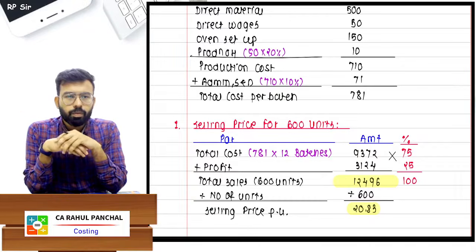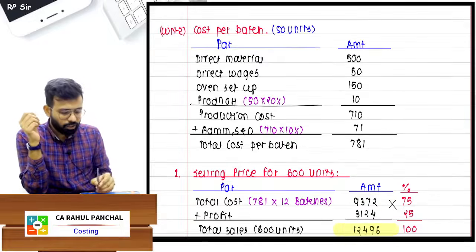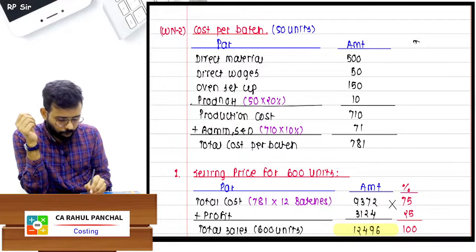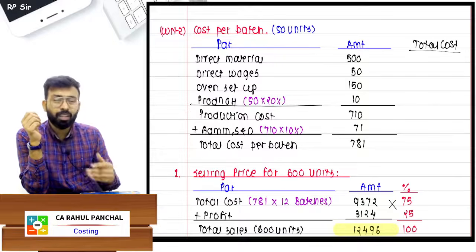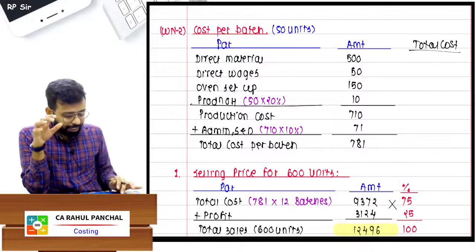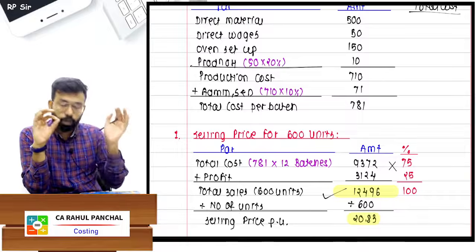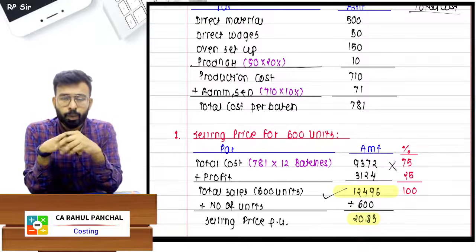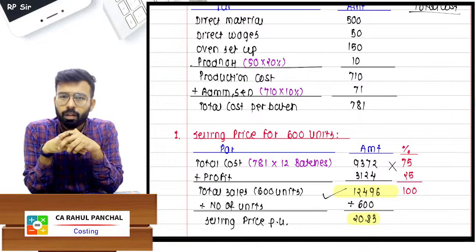So we can calculate the total cost of 600 units only from the starting. Yes, that works. Instead of this cost per batch, you can make a total cost column. That is also okay. I told you there are different ways. The only thing is at the end you should get this answer, 12496. Presentation is quite okay. No problem at all.